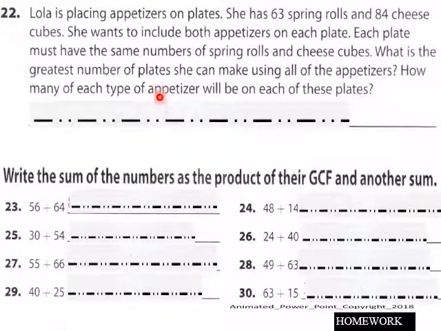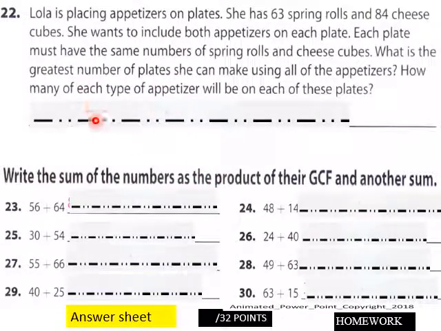And then page 5 up here for number 22, how many of each type of appetizer will be on each of these plates from this word problem up here. And then 23 through 30, write the sum of the numbers as a product of their GCF and another sum for each one of these. So that's going to be a cool thing. And you got 32 points here on page 5.